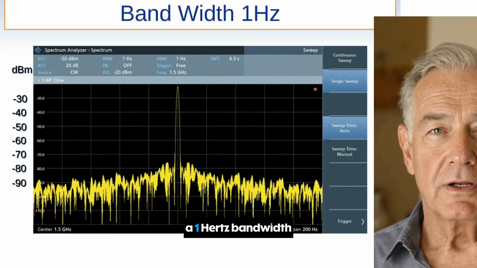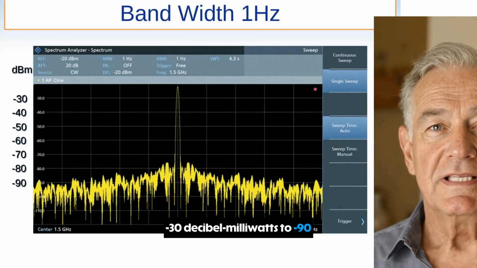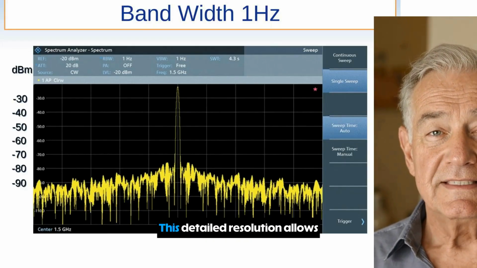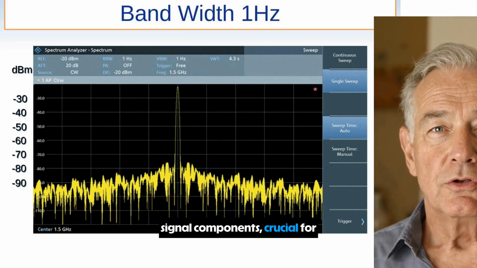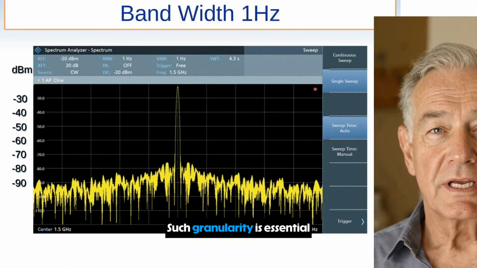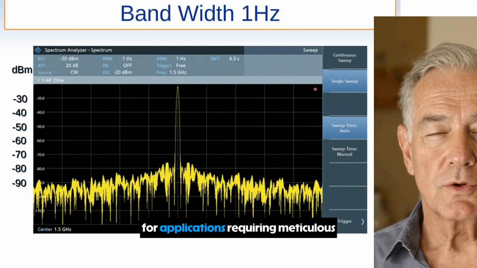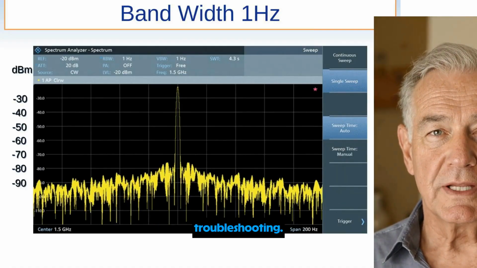Analyzing the spectrum with a 1 Hz bandwidth reveals signal levels from minus 30 decibel milliwatts to minus 90 decibel milliwatts. This detailed resolution allows for precise identification of signal components, crucial for understanding signal behavior and interference. Such granularity is essential for applications requiring meticulous frequency analysis, ensuring accurate signal characterization and effective troubleshooting.